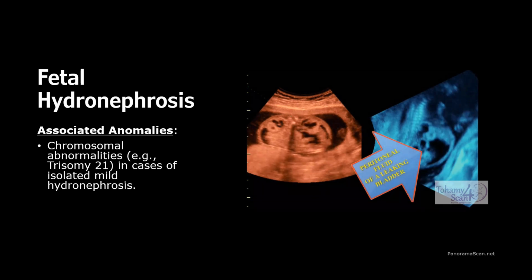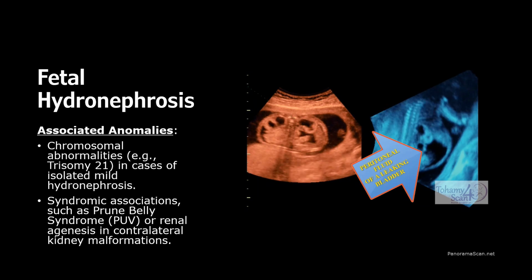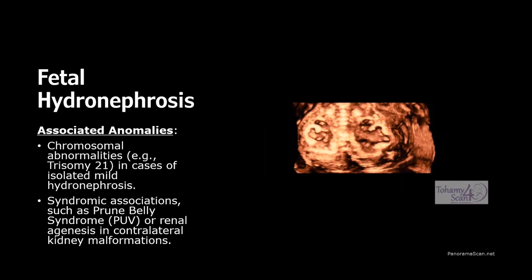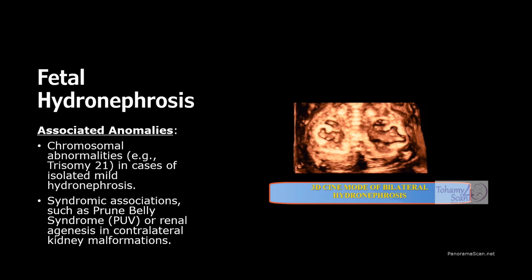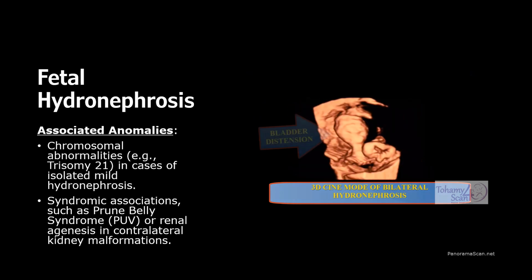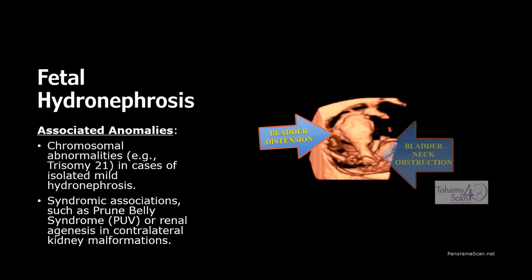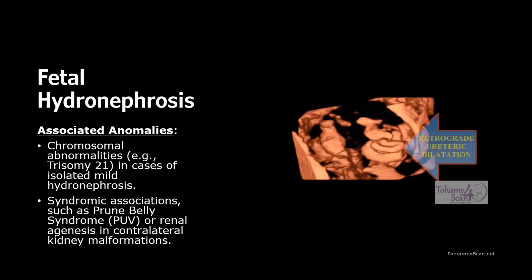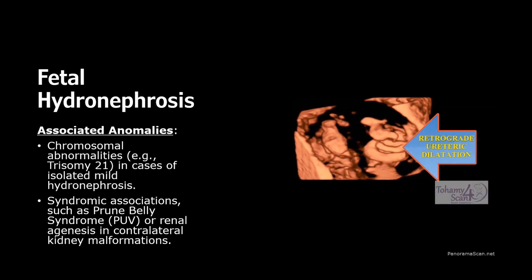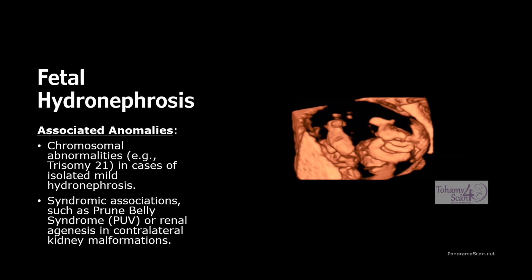Next, we have to look out for more complex syndromic associations. Prune belly syndrome, for example, is a condition often characterized by posterior urethral valves, which leads to severe hydronephrosis. The syndrome also presents with a distinctive lack of abdominal musculature, hence the prune-like appearance. This is not an easy diagnosis to make, but it is crucial in understanding the scope of the condition.